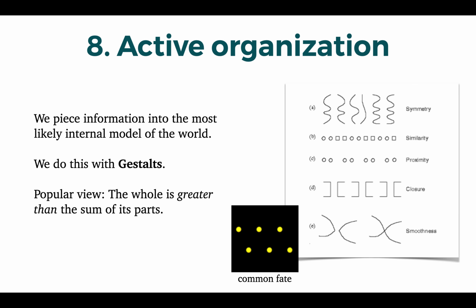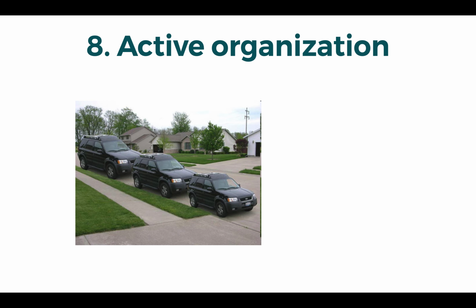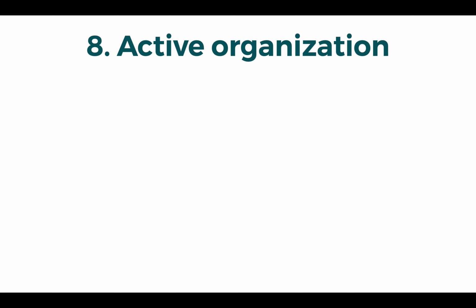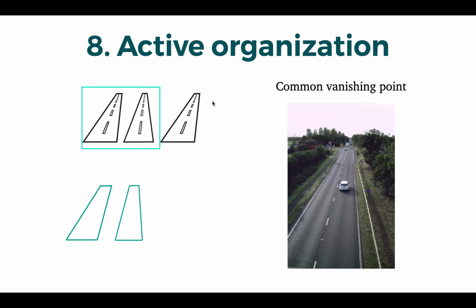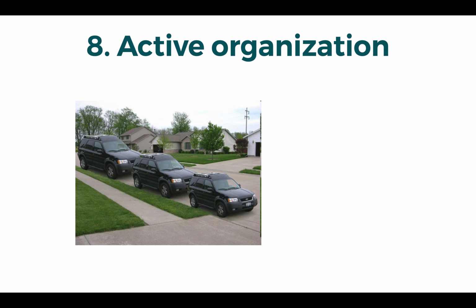So active organization also does things like it's how we piece together these likely internal models of the world, right? So you saw with the cars, because of occlusion and constancy, it is most likely that these cars are different shapes. With the roads, it's most likely that this road is different from these two, because these two seem to be converging into the distance, right? So they're probably the same shape. But we know that to not be true.